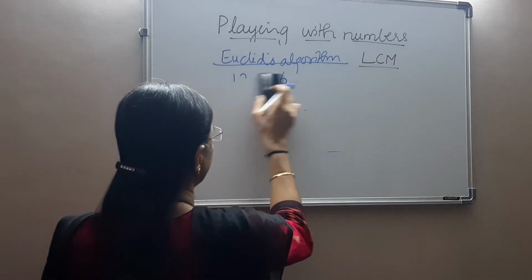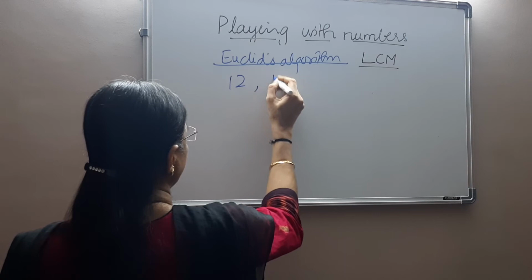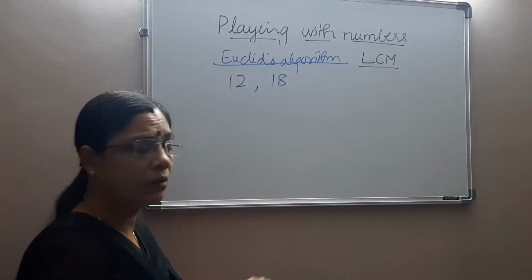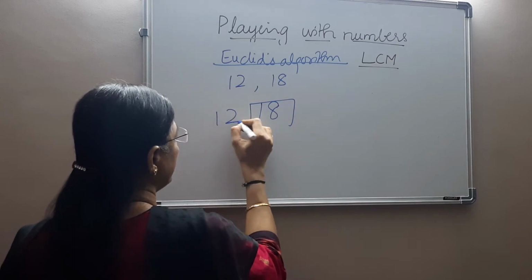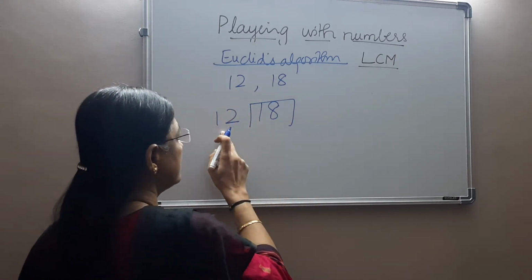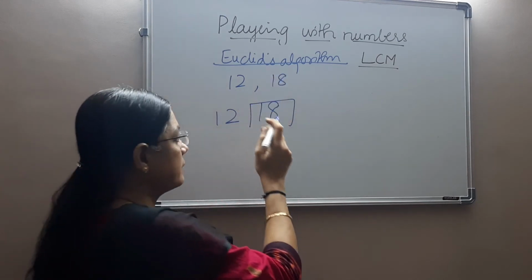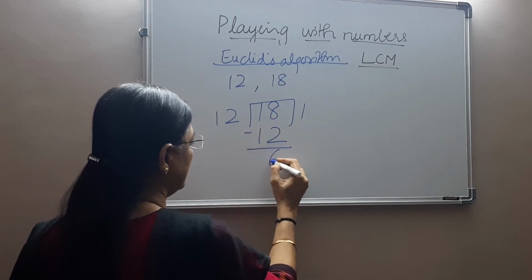Now let me take some other examples so that you will be able to understand it more clearly. See, I take 12 and 18. 18 is the bigger number, so I take it in the dividend. I divide it by the smaller number. That is, the divisor is always the smaller number. The dividend is always the bigger number. Now 12 ones are 12. You subtract it. You get 6 here.